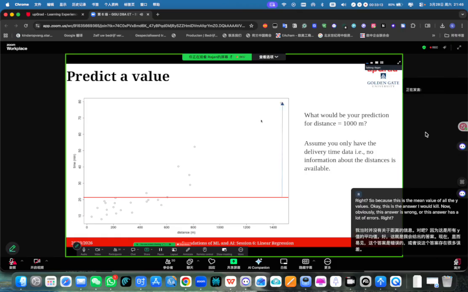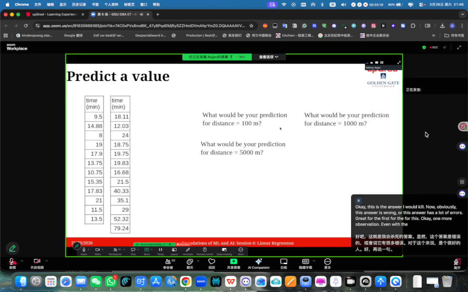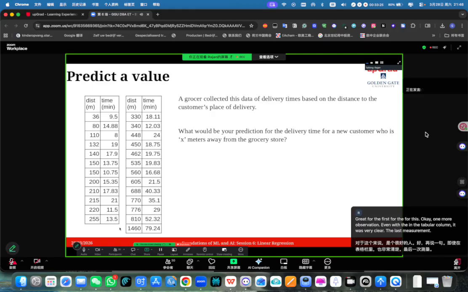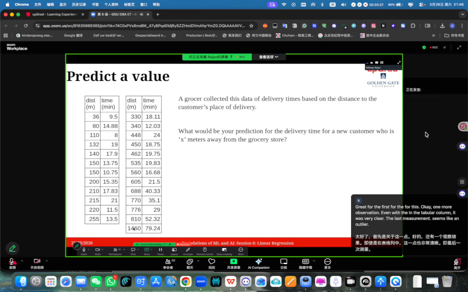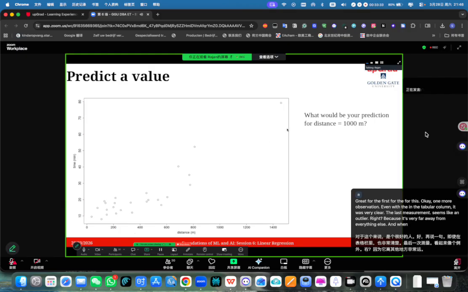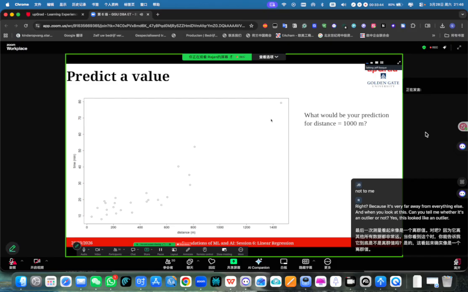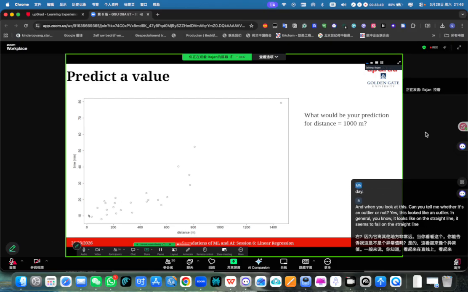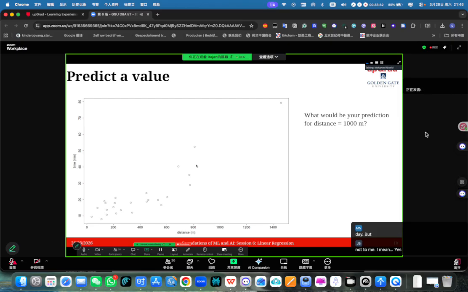For this, one more observation. Even in the tabular column, it was very clear. The last measurement seems like an outlier, right? Because it's very far away from everything else. And when we look at this, can you tell me whether it's an outlier or not? Does this look like an outlier? Not to me. In general, it seems to fall on the straight line, right? Or some kind of a curve. But the graph could be an exponential graph.